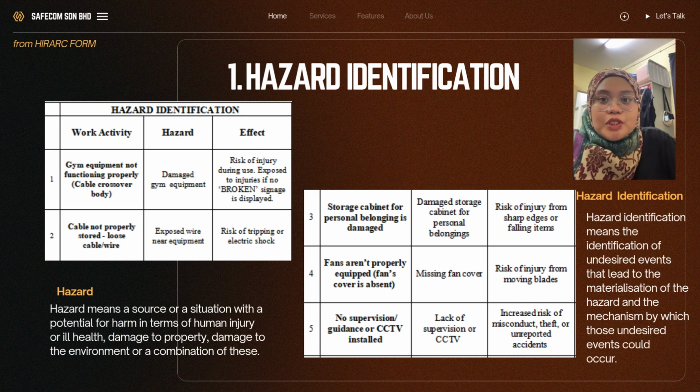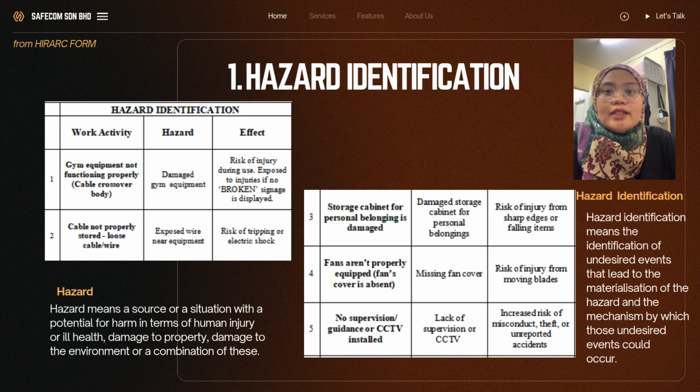Throughout our supervision, the hazards found were fans that are not properly equipped, where the fence cover is missing, causing the risk of injury from moving blades. Other than that is a damaged storage cabinet for personal belongings. The effects could be risk of injury from sharp edges or falling items. Next is a misplaced ceiling board due to the air conditioner's water leakage. This could lead to a risk of water leakage and ceiling collapse, leading to slippery floor and short circuit. The following slide is the pictures taken during our supervision.